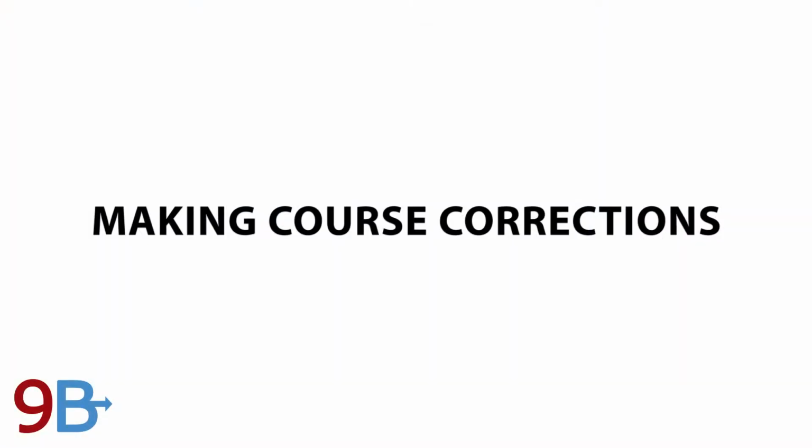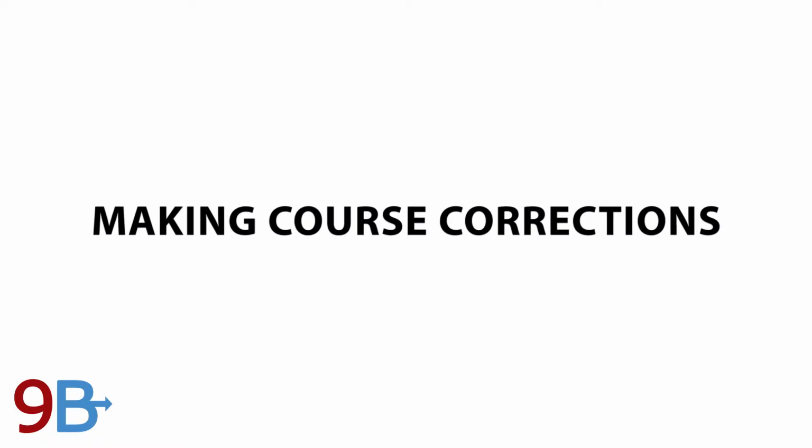The next little nugget of goodness is making course corrections with the E6B. Let's say that you are making a cross-country flight and you find yourself a little bit off course. You can use the E6B to figure out what intercept course you should be flying.